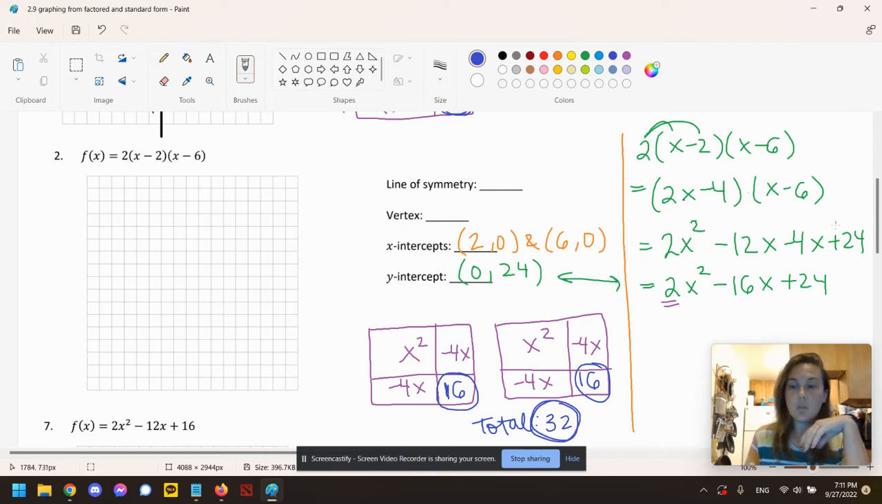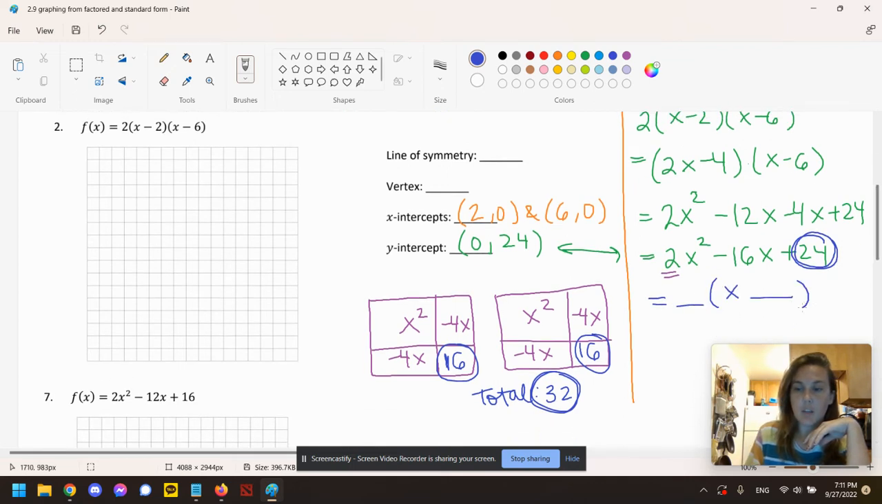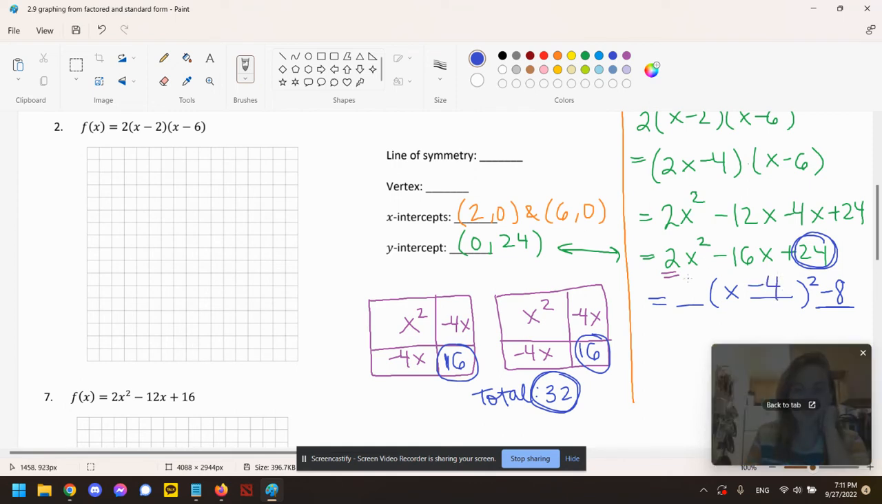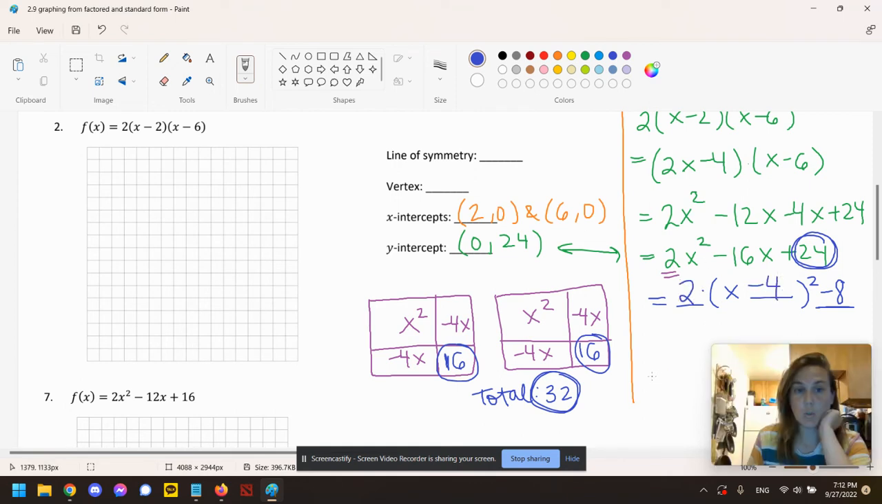So if I have 32, but I want positive 24, I needed to go down by some number, and that number is down by 8. 32 minus 8 is 24. My side lengths are x minus 4, and I've got 2 blocks. So I think my vertex form should be 2, then the number of blocks, times x minus 4 squared, that's the side length of both of these squares, minus 8, that's how far off I am from my total and from the C of my standard form.